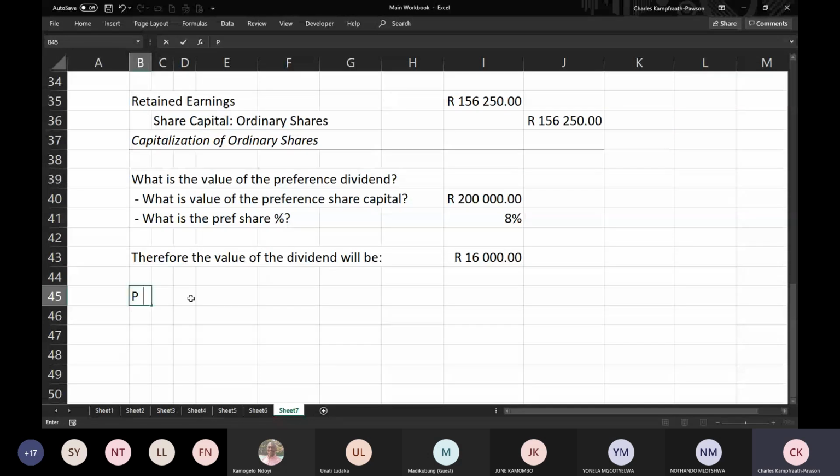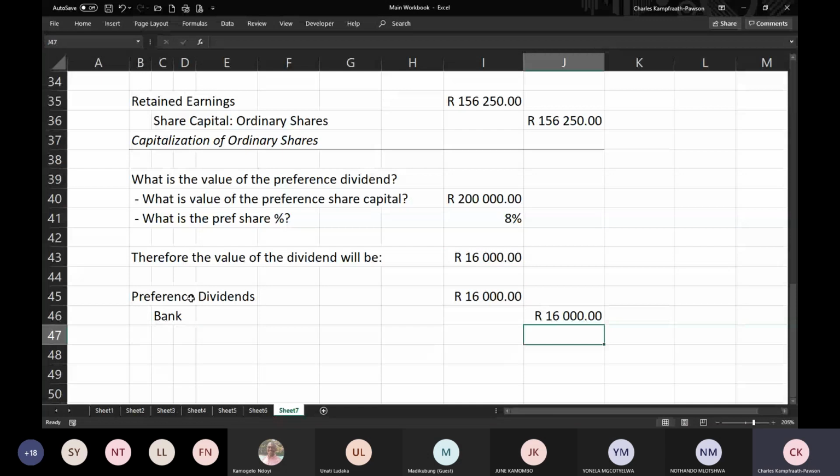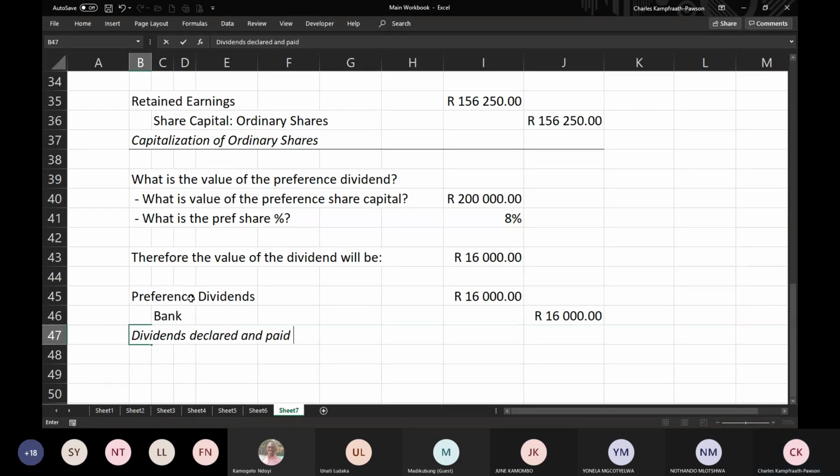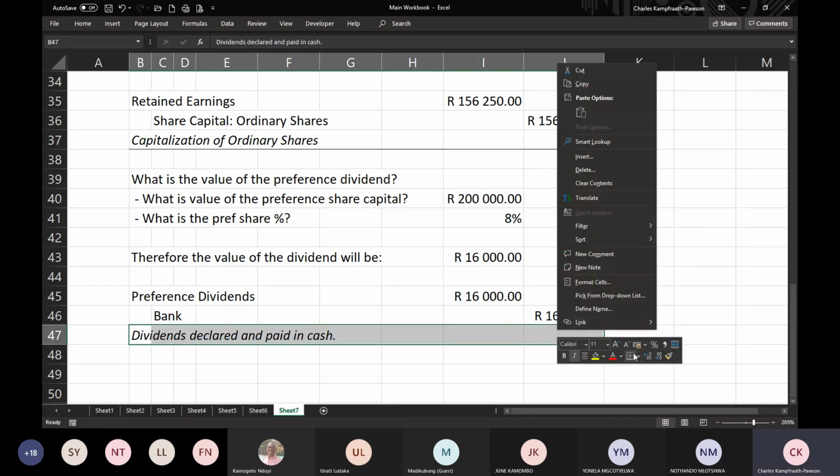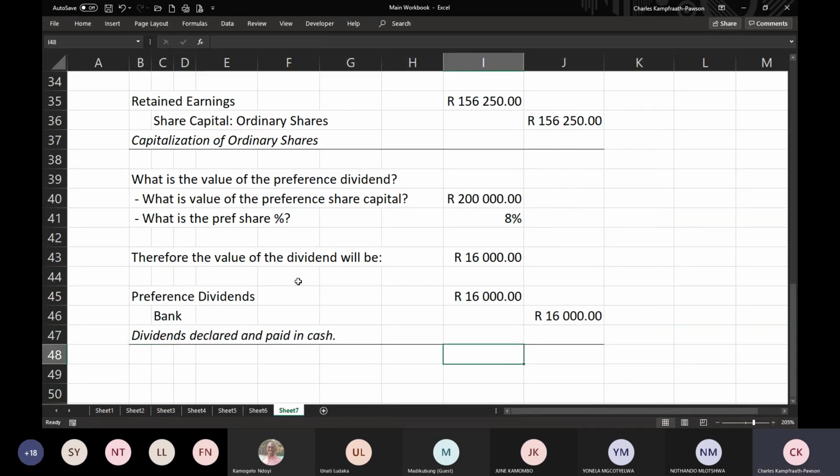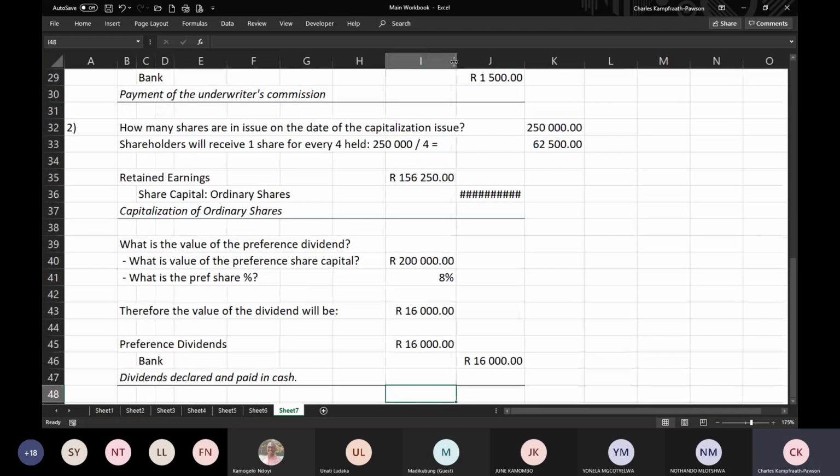So it's the preference dividends. And we pay that, they said cash, so bank. $16,000. And then if you have to do the journal narration, dividends declared. Any questions?